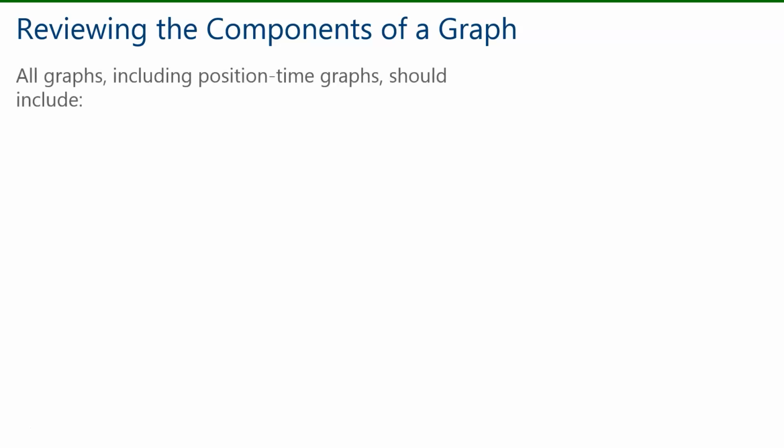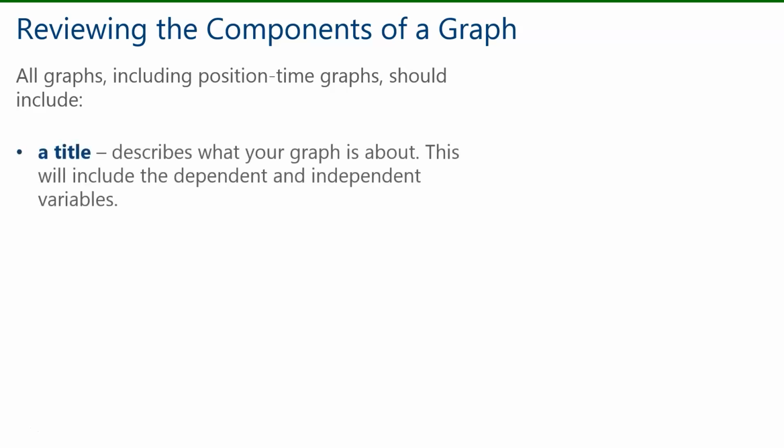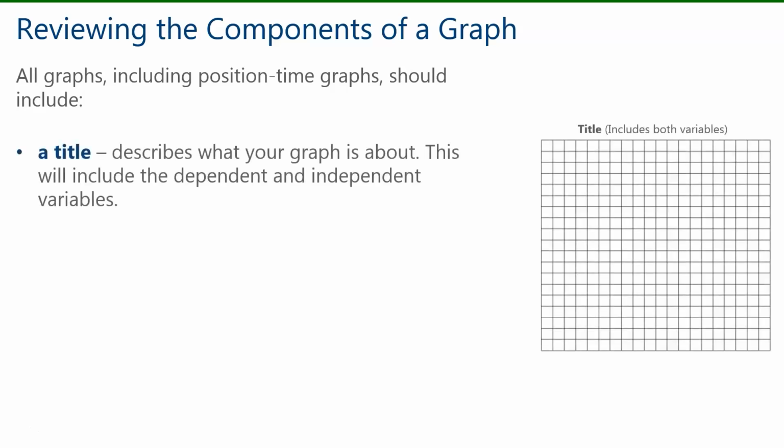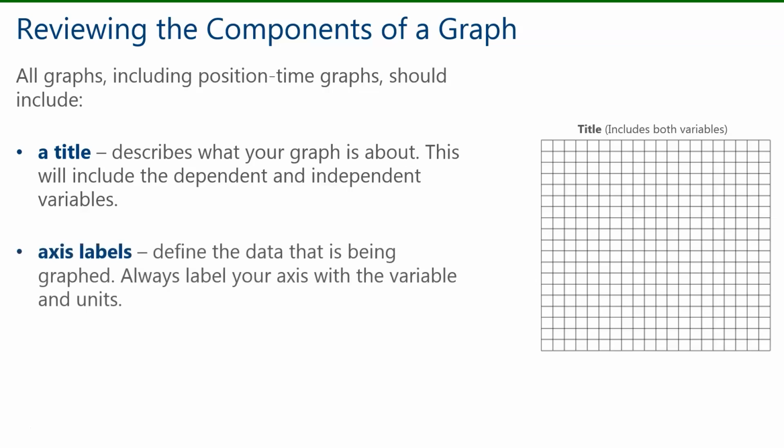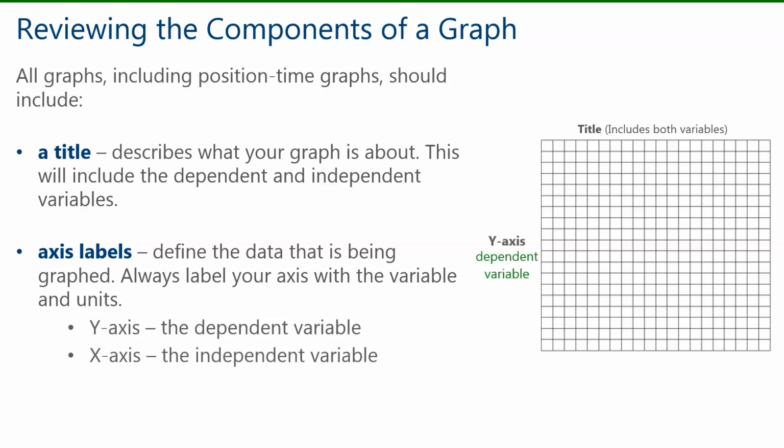All graphs, including position-time graphs, should include a title. This describes what your graph is about. This will include the dependent and independent variables. Your graph should also include axis labels. They define the data that is being graphed. Always label your axis with the variable and units. The y-axis has the dependent variable, and the x-axis has the independent variable.